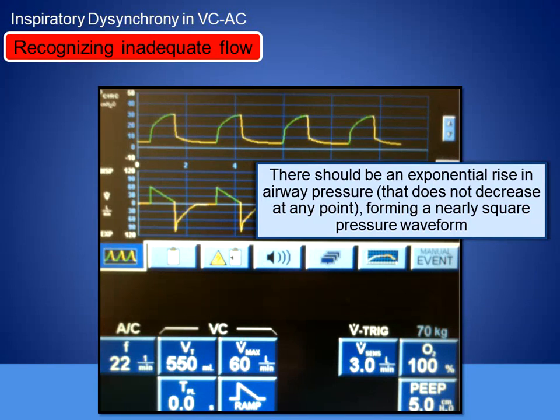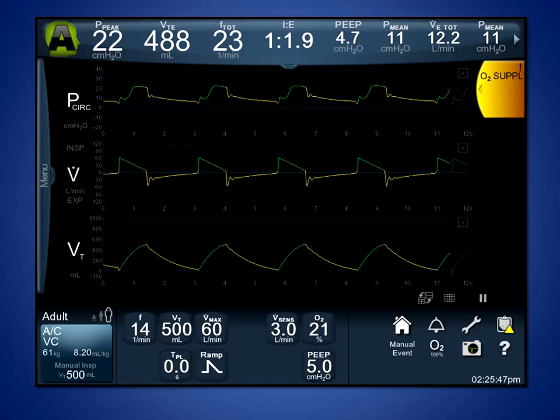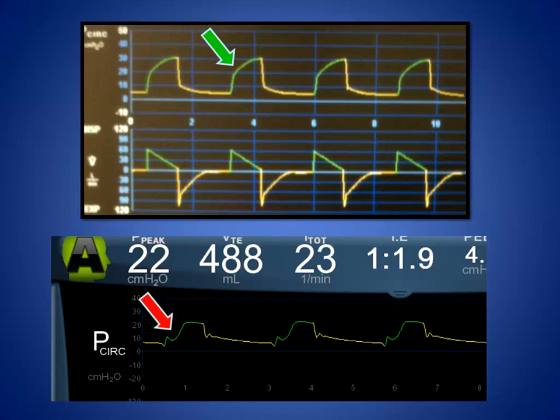nearly square, but kind of rounded off there on the left-hand side as it approaches. And this is in a decelerating flow waveform. What I have pictured here for you is an abnormal pressure time scaler, and this patient has an inadequate flow. We will focus and blow up that inadequacy or the abnormality there. On the top, you have what would be normal exponential rise in airway pressure, and down on the bottom, you see that there's a clear departure from normal. There's a drop in airway pressure on the way to the peak.